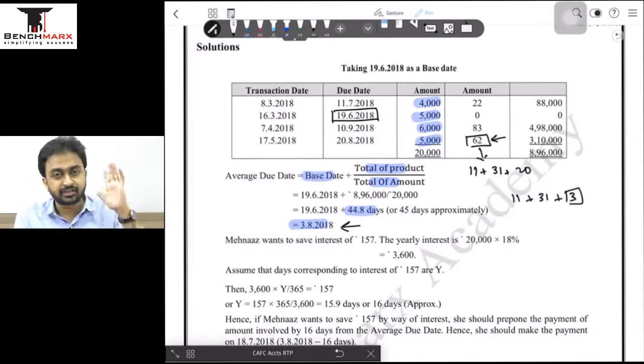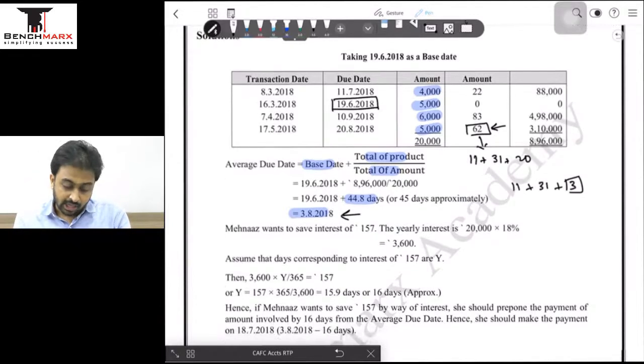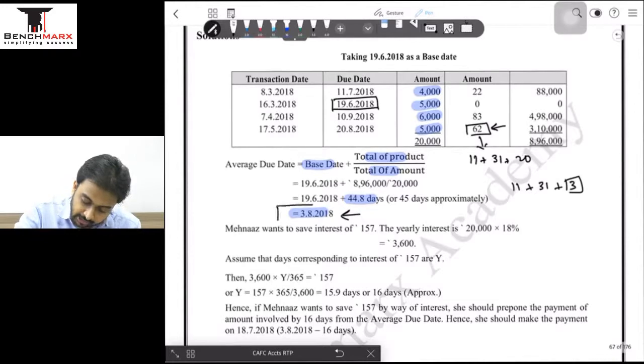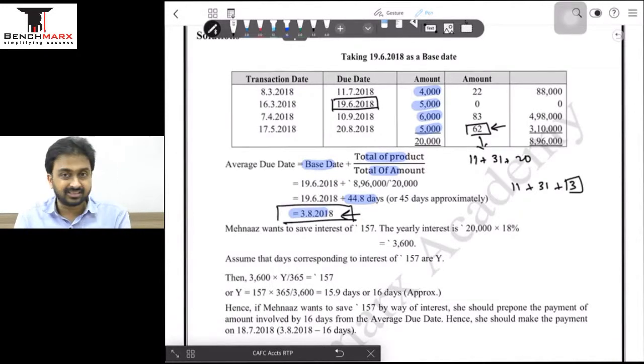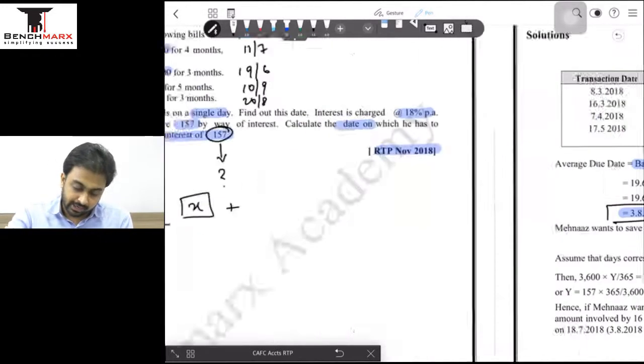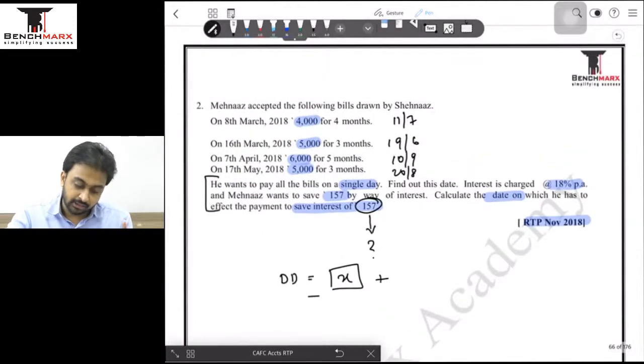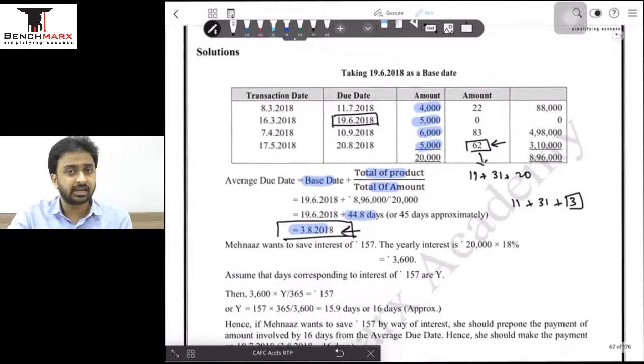Now is the interesting part. Now if the payment, understand very clearly, if the payment is made on this date, then neither will Mehnaz nor will Shehnaz pay or receive any interest, because this is the average due date. In this, nobody has a gain or a loss. That is the concept of ADD. Nobody will pay interest, nobody will receive interest.